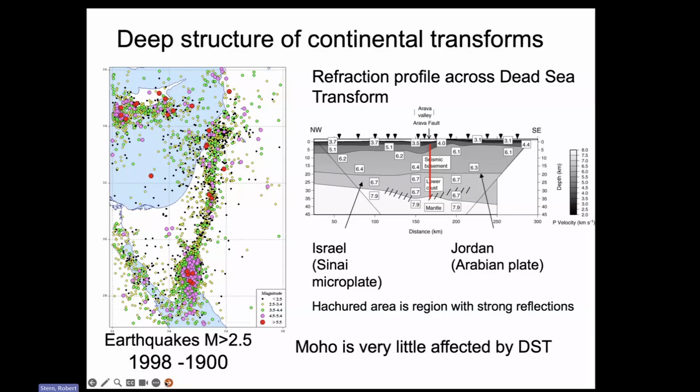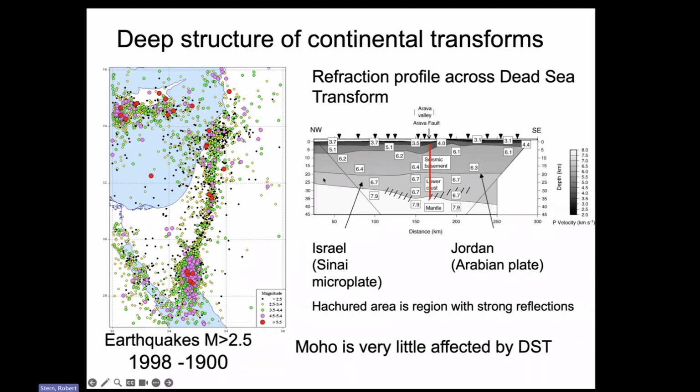All right, so this is the seismicity along the Dead Sea transform, different magnitudes. But you can see that seismicity, as we would expect, is concentrated along it. If you didn't see the geomorphology of the Dead Sea transform, you would know it was there simply from the seismicity. Now, what does the structure look like below this system?